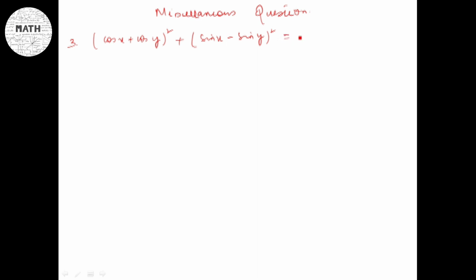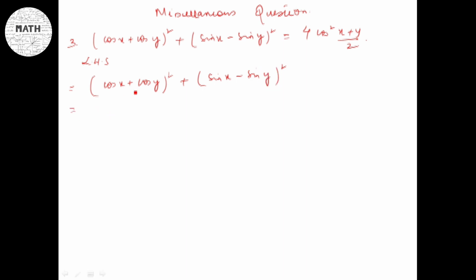All right, let me jump to your miscellaneous question. Let me start with your question number 3. Your question number 3 is given to be (cos x + cos y) the whole thing squared plus (sin x − sin y) the whole thing squared is equal to 4 cos² (x+y)/2. So let me take your left hand side. So if I happen to take the left hand side, that will be (cos x + cos y) the whole thing squared plus (sin x − sin y) the whole thing squared.